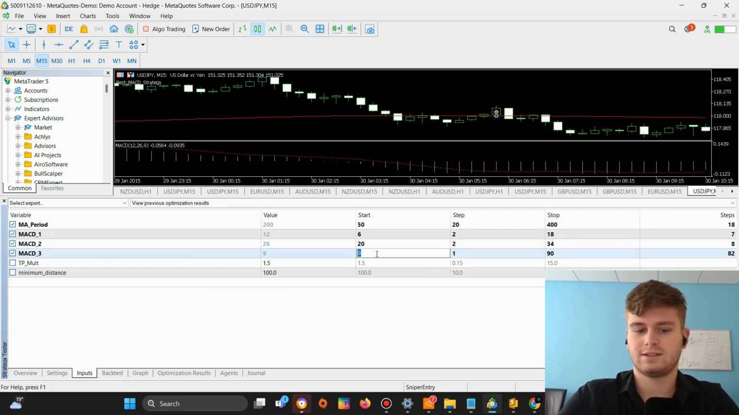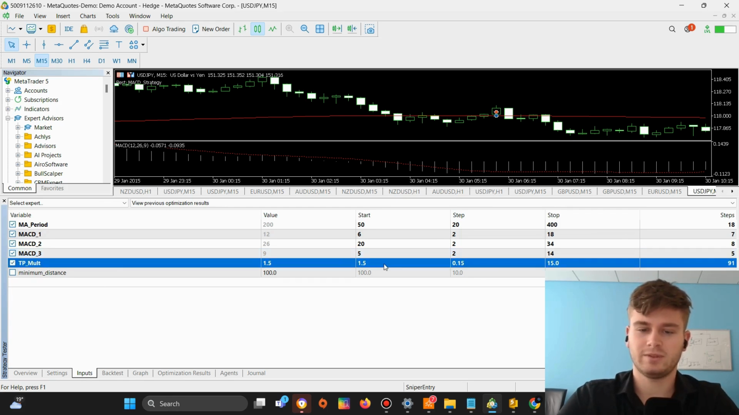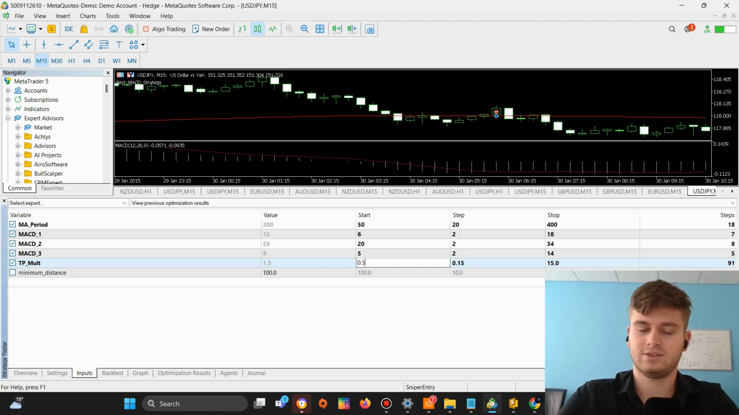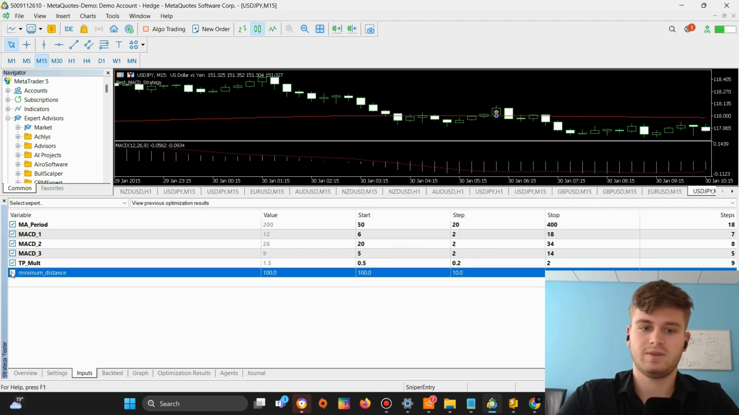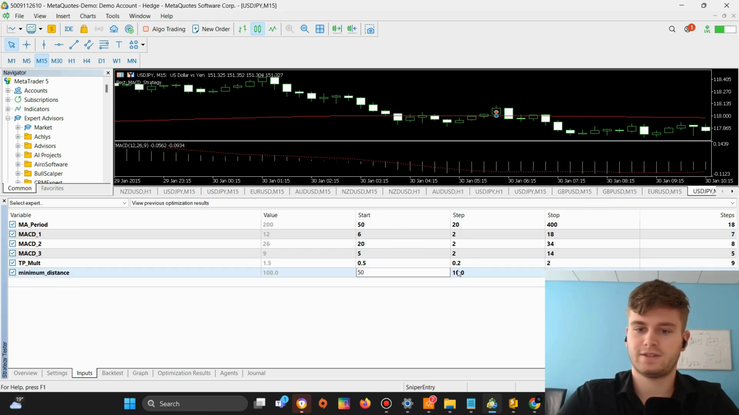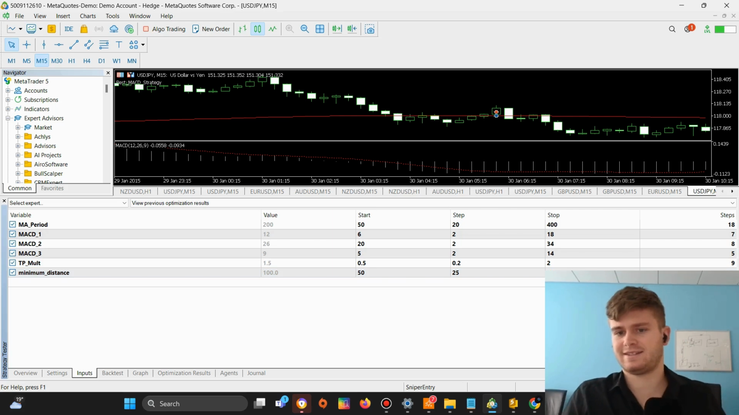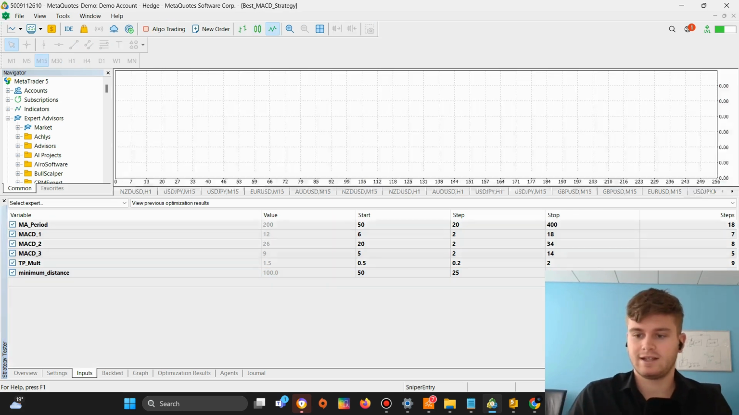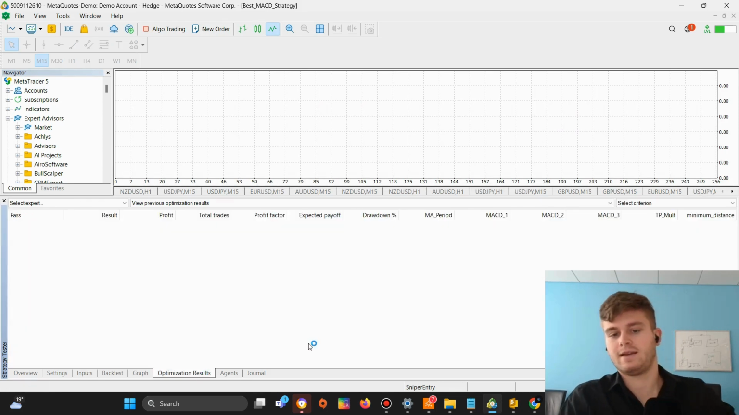And this third, start at 5, step by 2, let's go to 14. Take profit multiplicator, let's start at 0.5, let's increase by 0.2, and let's go to 2. And minimum distance 50, 25, 200. I think this is okay for the initial test. So I will click on start, and we will see the optimization results in a bit.